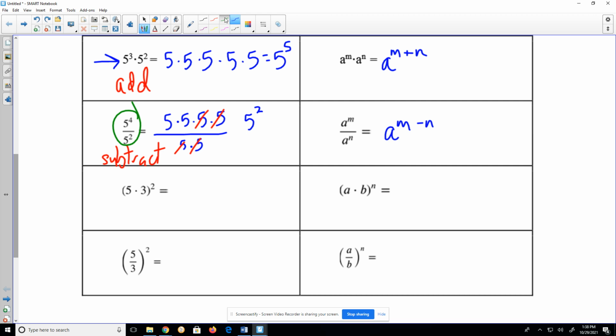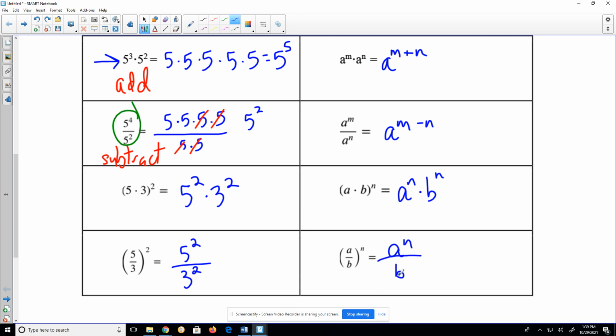5 times 3 squared. Yeah, I know we could distribute and just call it 15 squared. That's not really what I'm getting at on this one. We can break those parentheses by applying that second power to both of the terms within it. So 5 squared times 3 squared. a times b to the n is the same thing as a to the n times b to the n. And then the same thing happens when you're dividing. 5 divided by 3 squared is the same thing as 5 squared over 3 squared.